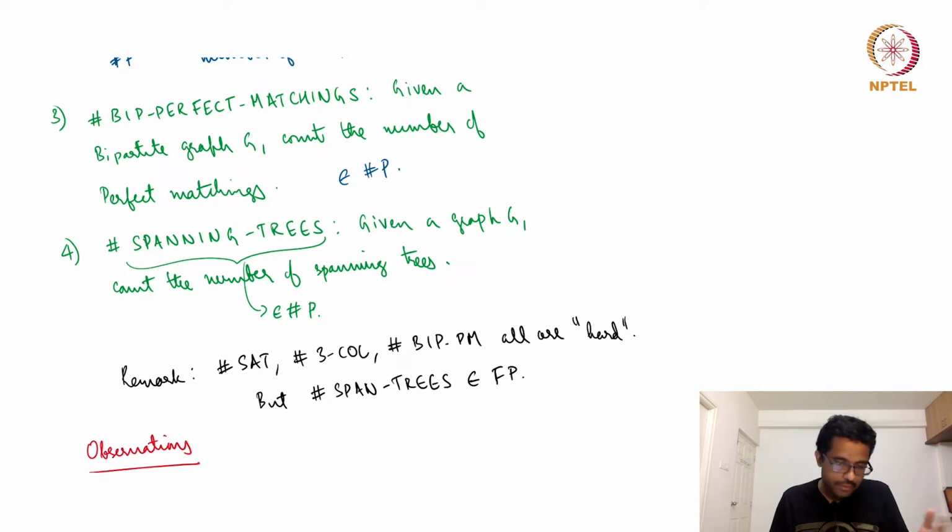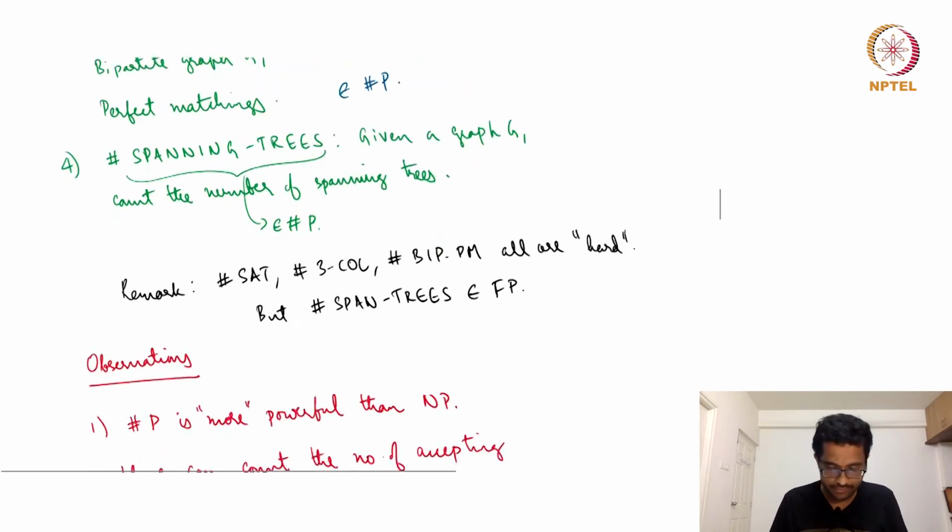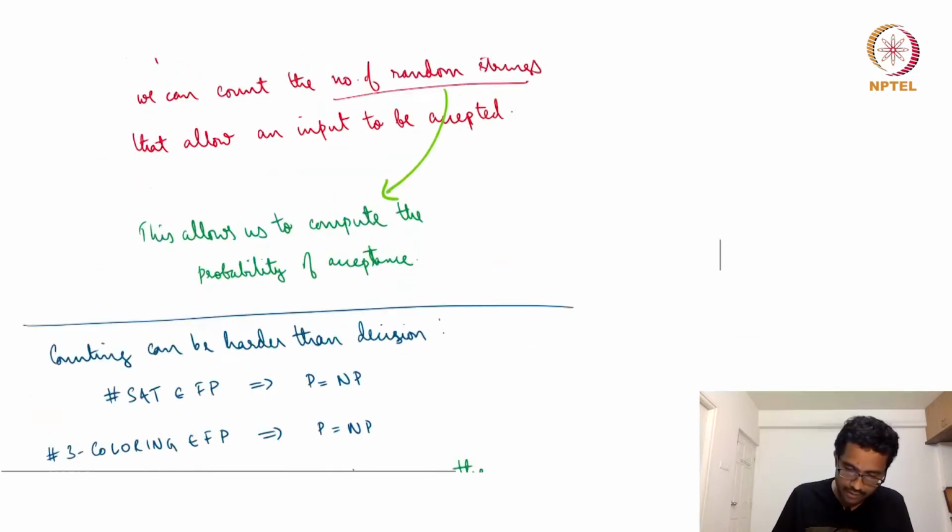So for some problems, even though the decision version is easy, the counting version becomes hard. But not all problems need to behave like that. Like spanning trees and bipartite perfect matching, the decision versions are easy. But for spanning trees, the counting version remains easy, while for bipartite perfect matchings, the counting version becomes hard.